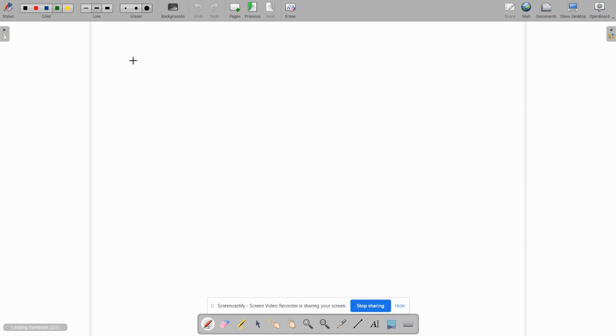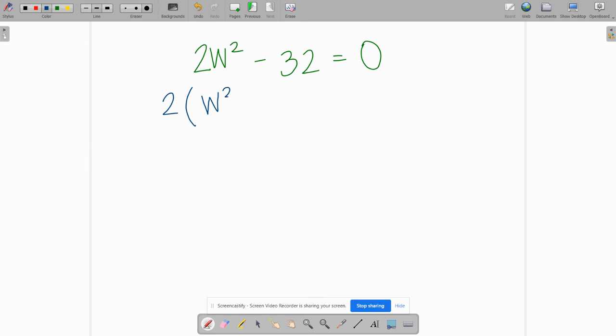Let's try one more. Let's say you have something like 2w squared minus 32 equals 0, and we want to solve this by factoring. This is also a great candidate for solving by square roots, but I do want to walk through how to do it if you're asked to solve by factoring. Just like any other factoring problem, you do want to factor out a GCF if possible. In this case, I see that I could factor out a 2, which would leave us with w squared minus 16 as our other factor.